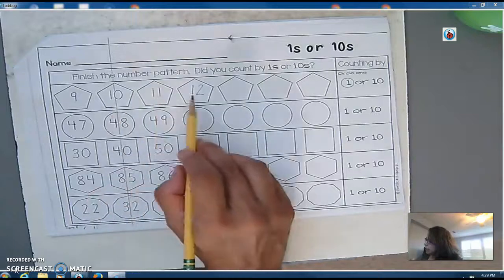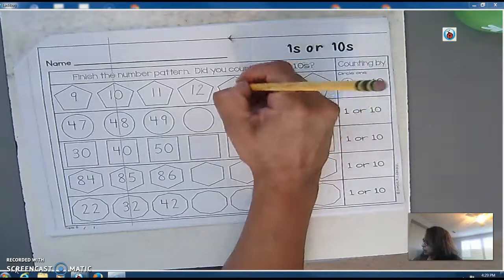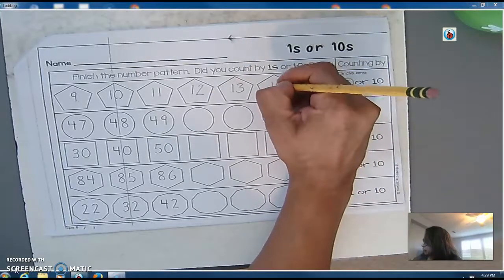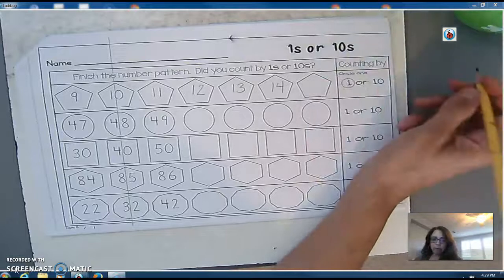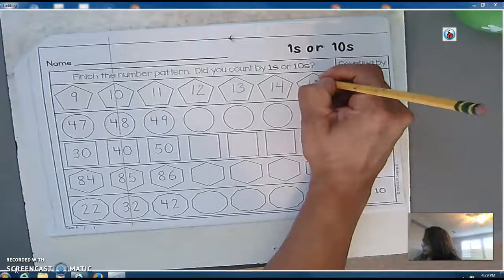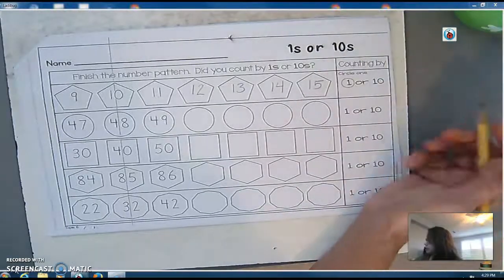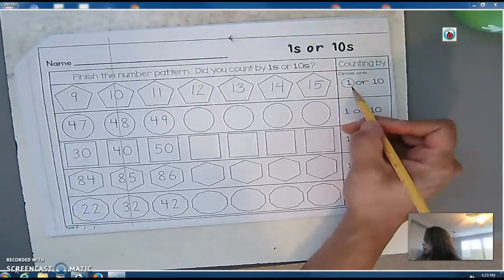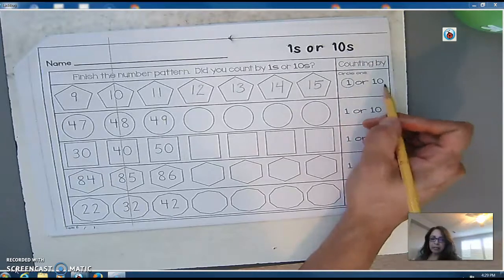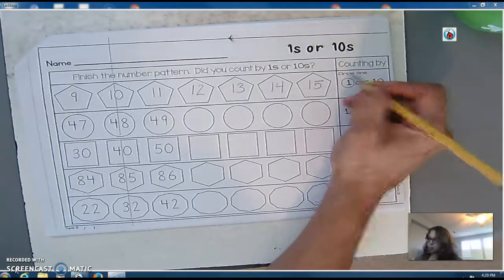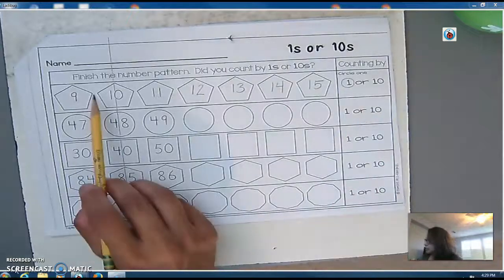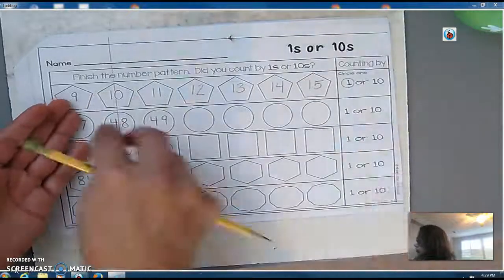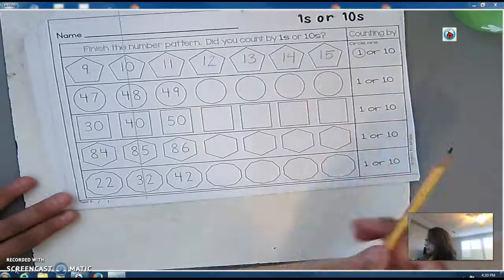9, 10, 11, 12. Let's add 1 more. That's 13. Add 1 more. That's 14. And add 1 more to 14. 15. All right, and then if you look over here, it says, what are you counting by? Circle 1. Are we counting by ones or are we counting by tens? And here we already have the answer. It is 1. We are counting by ones. This is how we normally count when we are putting just 1 on the pile. That's not skip counting really.